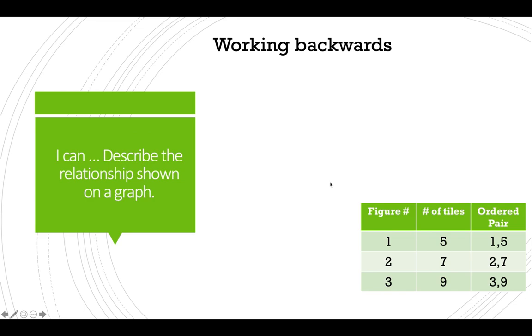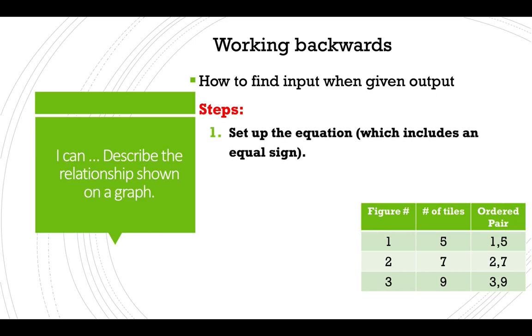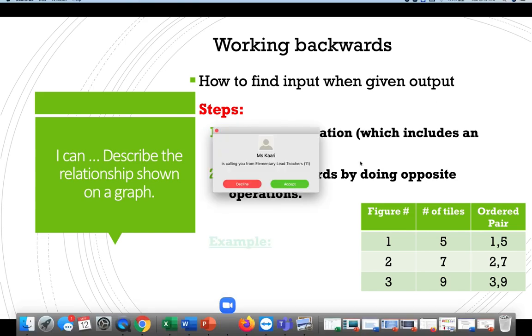So basically, we're working backwards. So this is how to find the input when given an output. So steps are, we've already done this. So first of all, you have to set up the equation, which includes an equal sign. Work backwards by doing the opposite operations, okay?